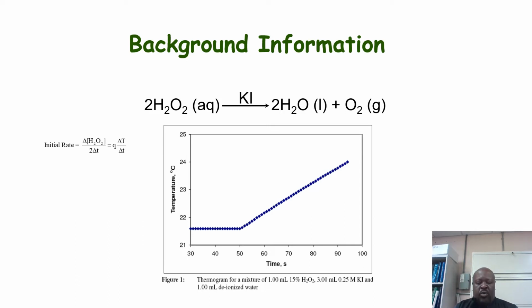So how does that work? We're going to measure the temperature with time. And so we start measuring the temperature, and then we add the last reagent, and we recognize here, this is actually a real plot. See how linear it is. And that's at the beginning of the reaction. And so the slope must be what we're looking for, because that is related to the rate of reaction. If the reaction produces more heat, then the slope would certainly be higher.